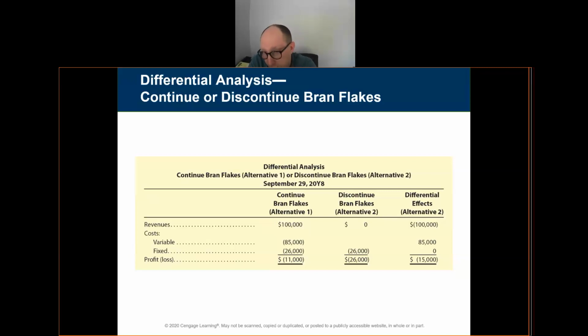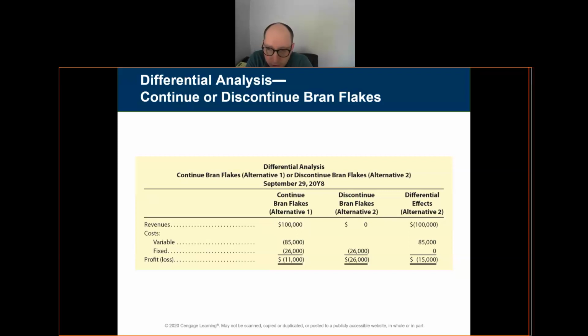That's our current situation. Now, if we decide, hey, let's discontinue the Bran Flakes because they're clearly not profitable and nobody likes them. So, alternative 2, discontinue. Revenue 0, because if you discontinue it, that means you're no longer selling it, which means 0 revenue. Fixed costs still exist, 26,000. Remember, fixed costs do not change regardless of the level of output. So fixed cost 26,000.